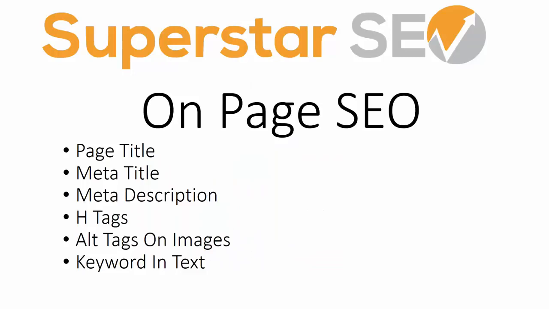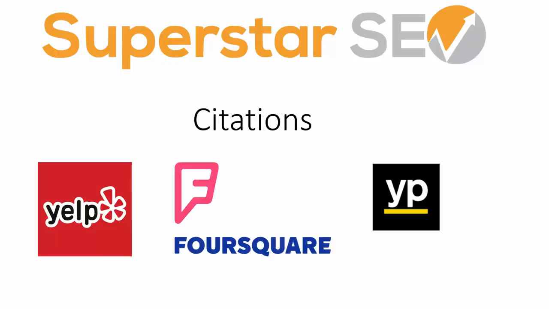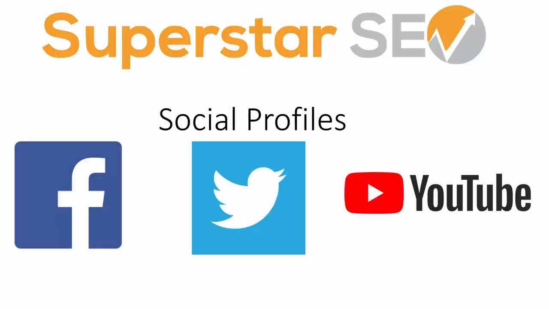Month number 1, you're going to do your on-page SEO: page title, meta description, H tags, alt tags on your images, and keywords in text. You're going to do your foundational citations, which there's 15 to 20 of. That includes Yelp, Foursquare, and YP.com. You're going to create a few hundred social profiles. You are personally going to create Facebook, Twitter, LinkedIn, Pinterest, YouTube, and Google+. I think I left some of those out the first time.